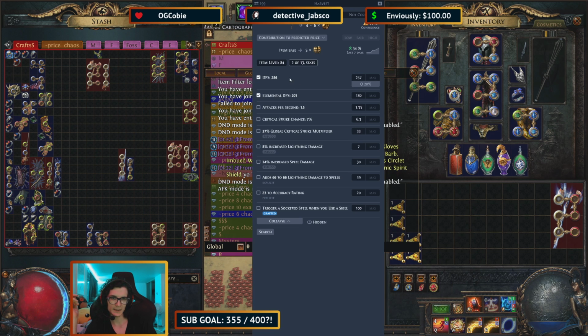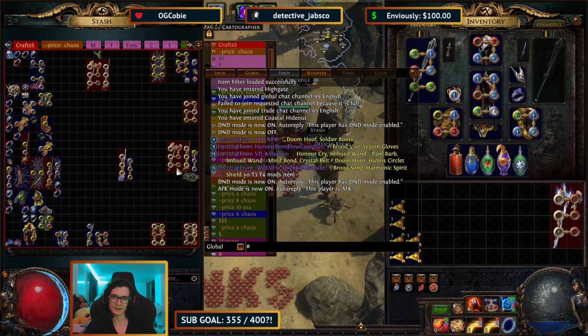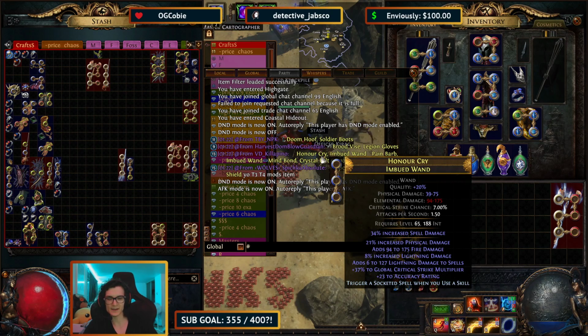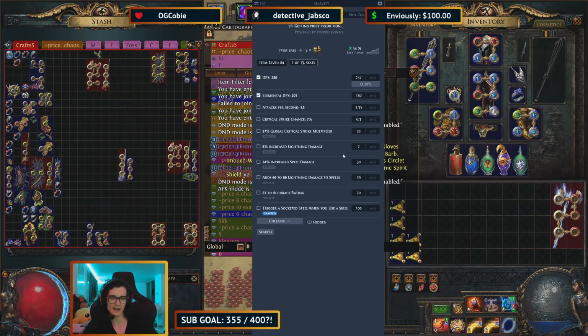So there is going to be the DPS here, which is based on the fact that this wand is an imbued wand, and it just so happens to have fire damage. The DPS, as you can see, if I press this, is not physical DPS, it is elemental DPS. The DPS, though, actually accounts for both physical and elemental DPS put together, which we don't actually want because physical does not scale what we are playing here, which is Volatile Dead. Meaning it is sometimes important to know what your item is made for to know how to price it. So we know that elemental damage is over 200.